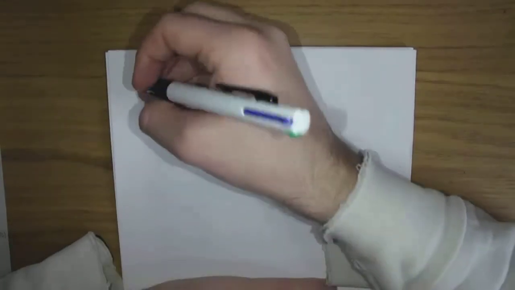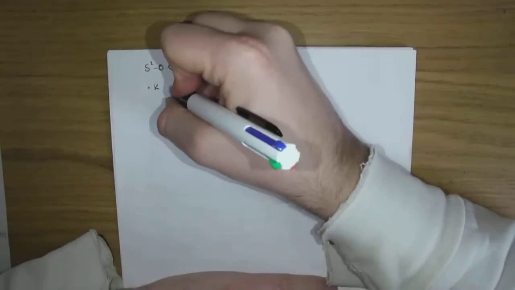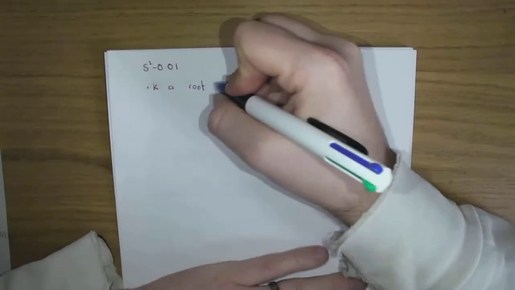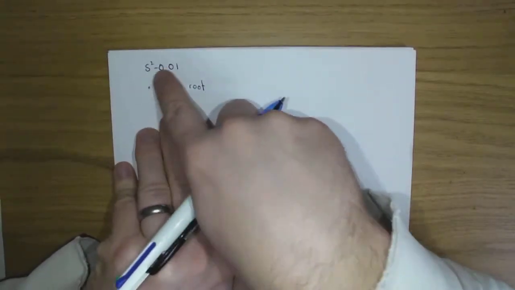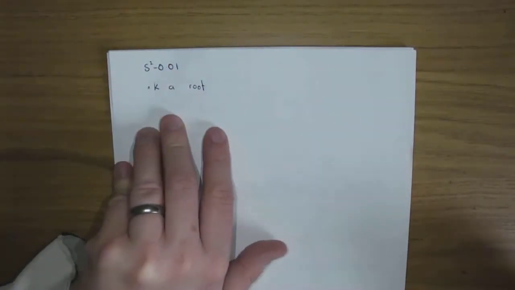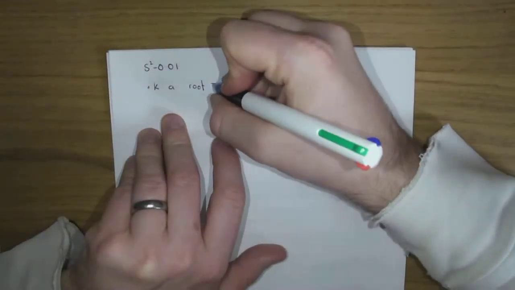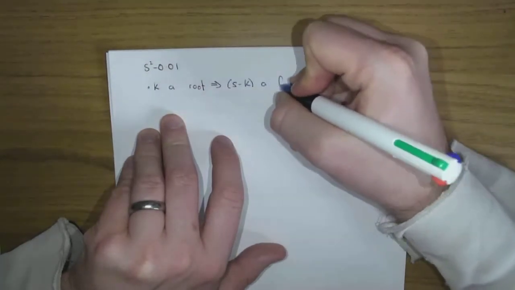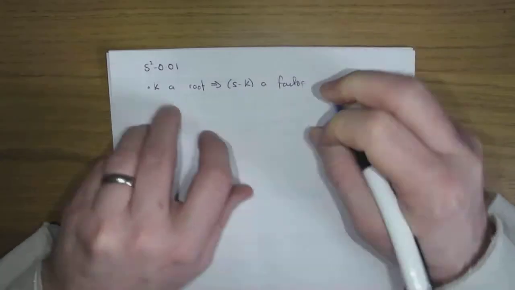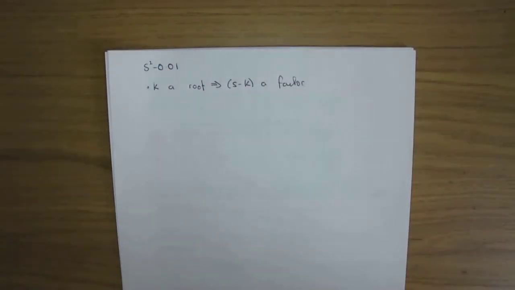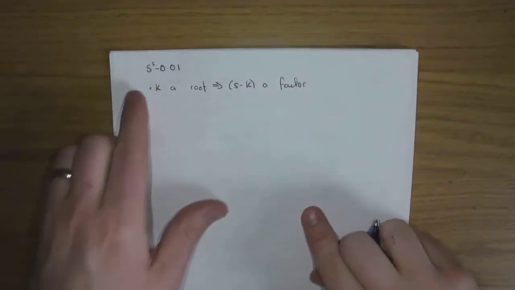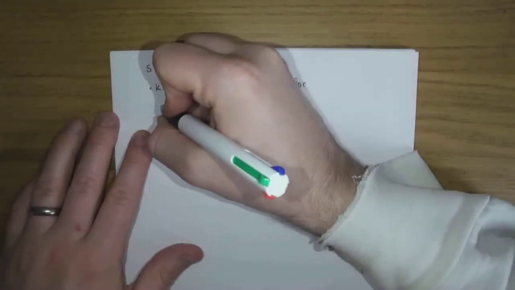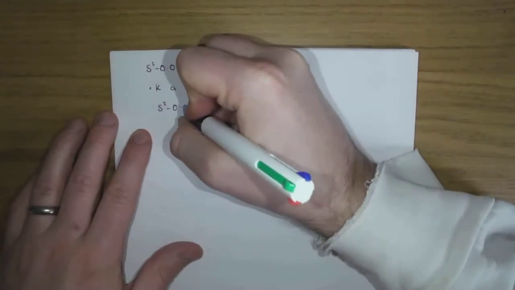So what we could do instead is use the factor theorem, which says that if k is a root, that means that if k is a number you put into this and you get 0, that automatically gives you a factor, s minus k, a factor. And if you find the two roots of this, you have the two factors. So that's one approach. So for the root, you set this equal to 0, so you look at s squared minus 0.01 equal to 0.